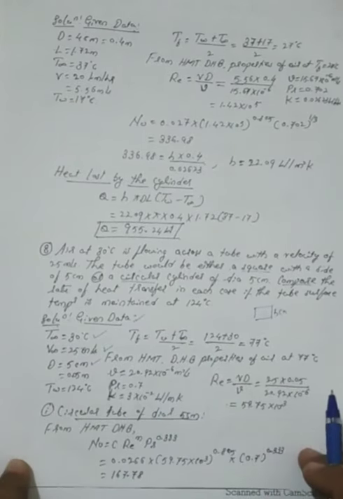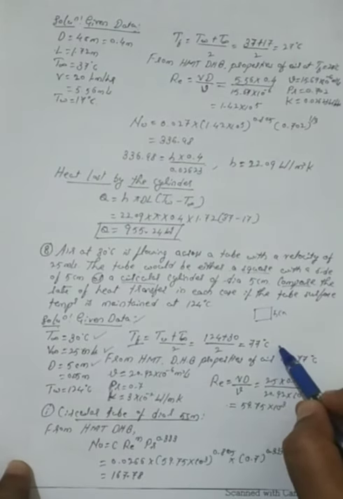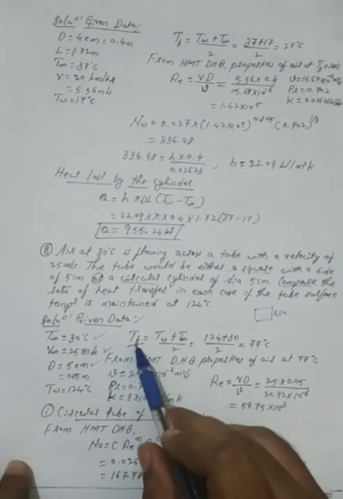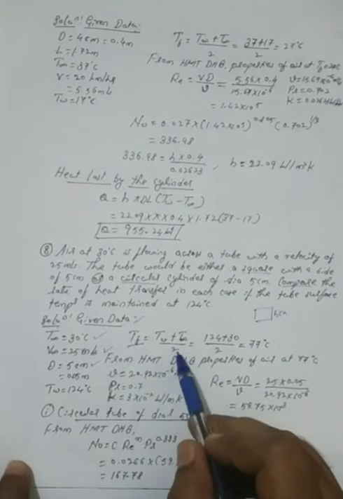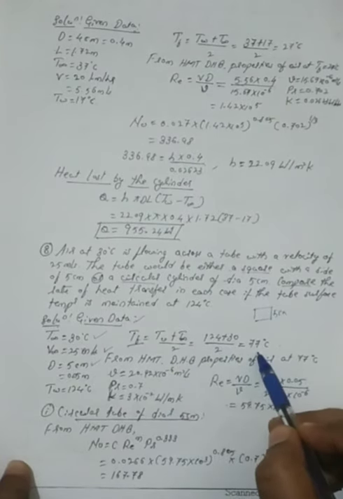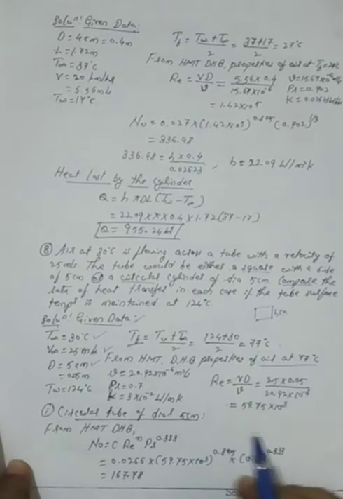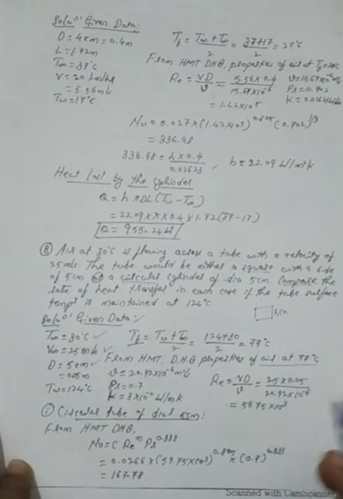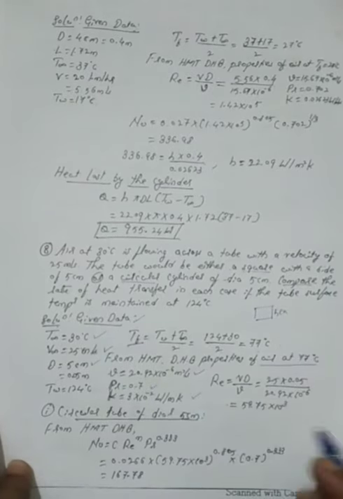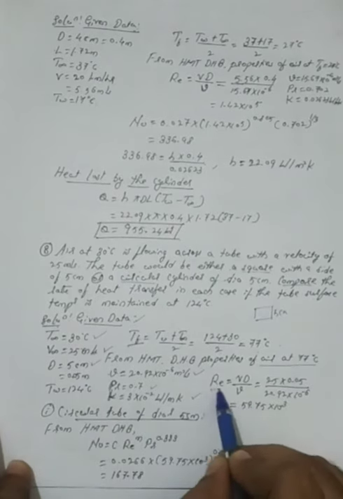As you know already guys, we need to first calculate the mean temperature in order to take the properties of the air. We know how to calculate the mean temperature, that is TW plus T infinity divided by 2, nothing but 124 plus 30 divided by 2, so we got 77 degrees Celsius. From the data handbook, at 77 degrees Celsius we need to take down the properties of air, nothing but viscosity, Prandtl number and thermal conductivity. Once you got these values, your next work is to calculate the Reynolds number.